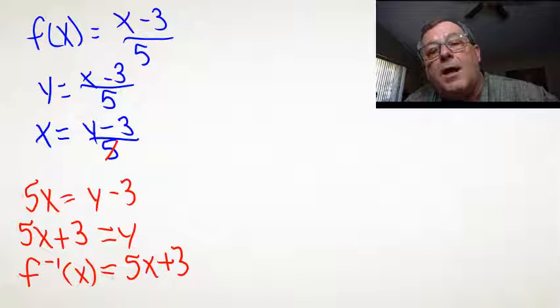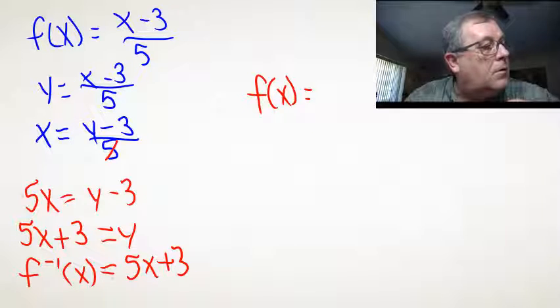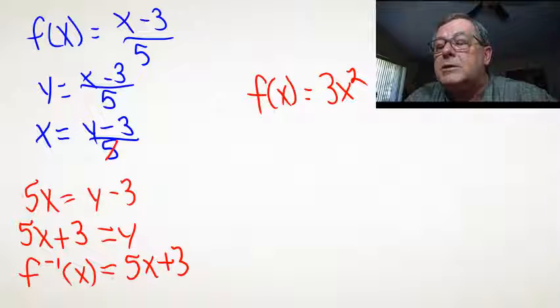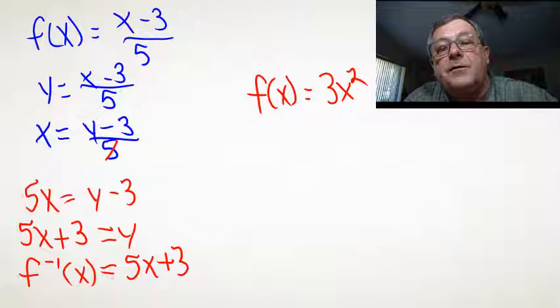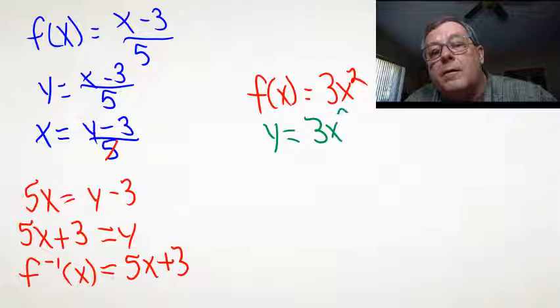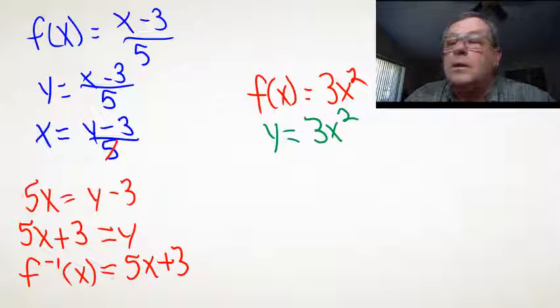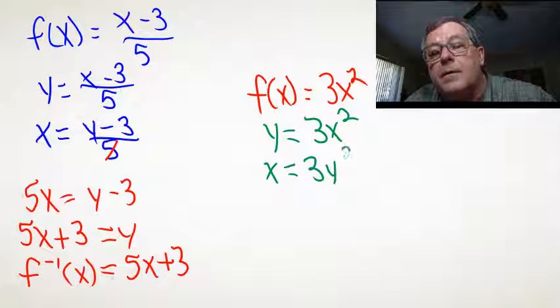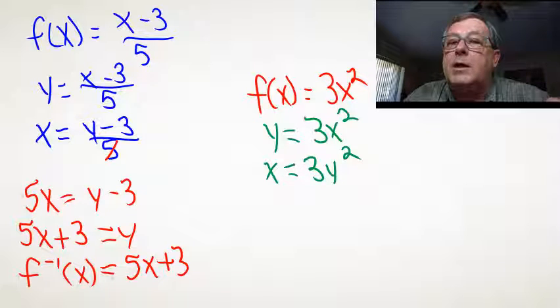All right, let's look at the second one. The second one, we've got f of x equals 3x squared. All right, what was step 1? Well, step 1 was to exchange f of x with y. So I've got y equals 3x squared. Step 2, anyone? Exchange x and y. So I've got x equals 3y squared. And step 3 is to solve for y.